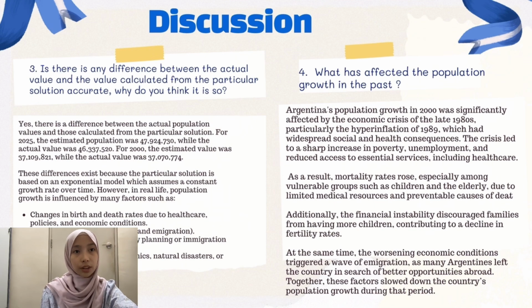economic crisis, particularly the hyperinflation of 1989. The crisis led to a sharp increase in financial problems, causing mortality rates to rise, a decline in fertility rates, and triggered a wave of emigration, as many Argentines left the country in search of better opportunities abroad. Together, these factors slowed down the country's population growth during that period.